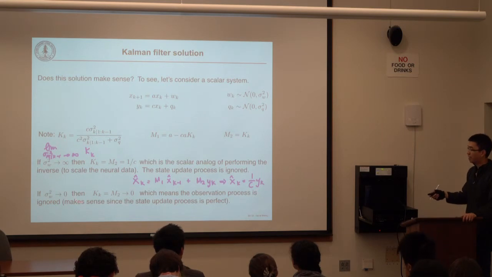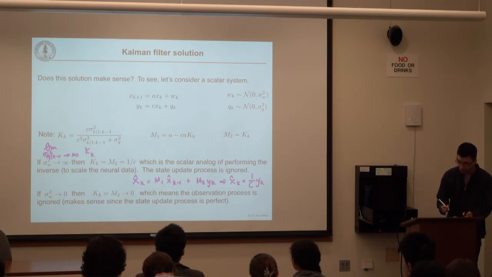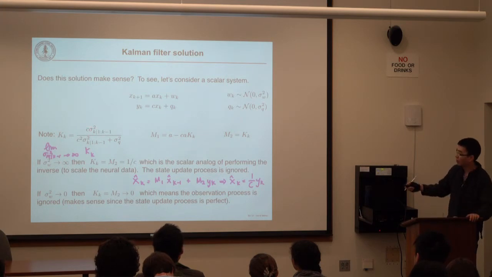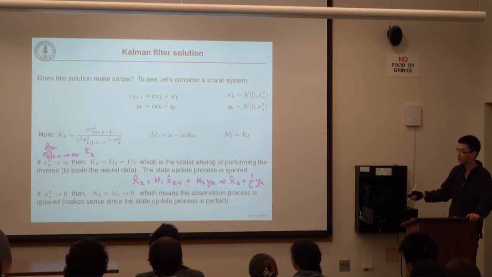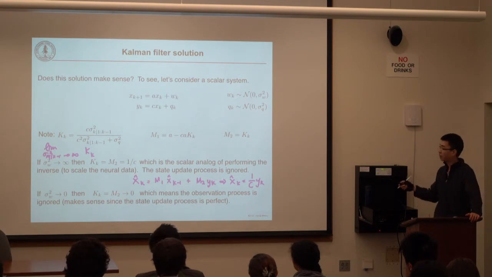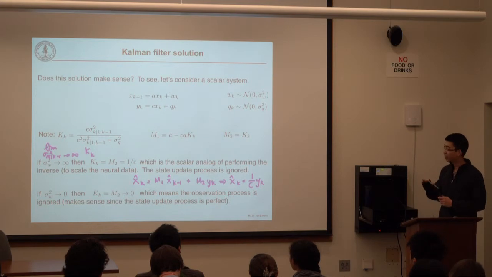Okay? And then if sigma w squared equals 0, because we initialized our variance to be 0, it turns out that all these terms, sigma squared k given 1 to k minus 1, will all equal 0. And if this numerator is 0 and this denominator is non-zero, then kk will equal 0. And again, this will mean that we ignore the observation process because sigma squared w going to 0 means that this is a perfect equation, and we should always follow this equation to decode. All right, so the Kalman filter appears to be doing exactly what we would expect.